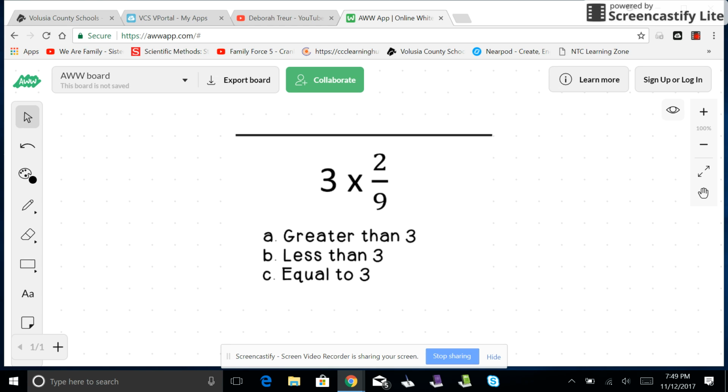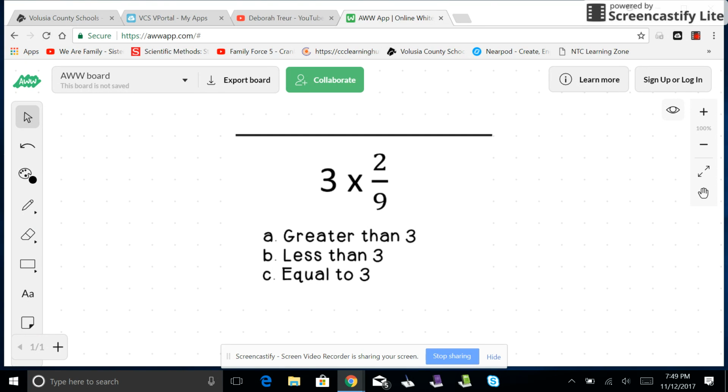The new standard that we're going to learn today is called scaling. Scaling is an odd name, but basically we're going to estimate, meaning we're not going to do any math in this. We're just going to use what we know to determine what the answer might be.